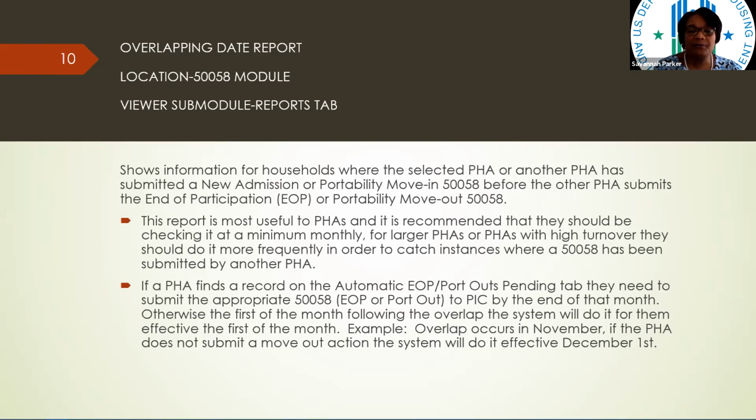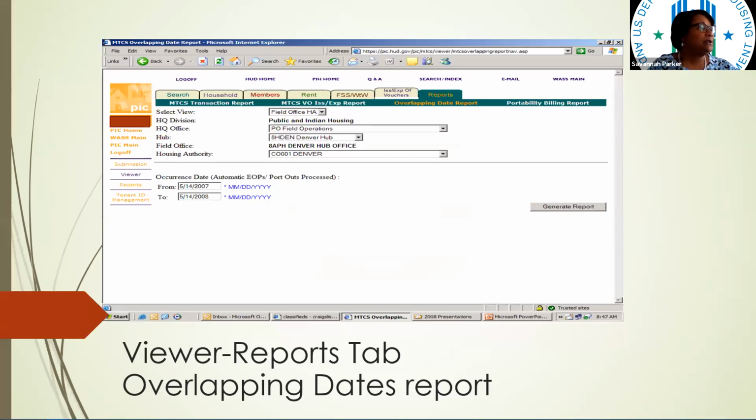So that's why this report is very important to look at, because it will tell you that you have a tenant that's possibly going to be moving somewhere else, and PIC is going to do something that will make it very hard for you to correct if you don't get a heads up on this. This is a screenshot of the overlapping date report, or where you can find the overlapping date report.